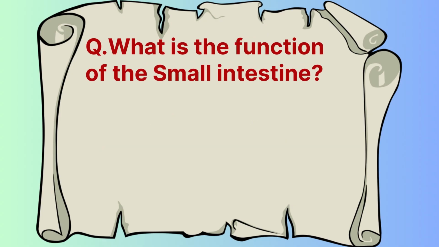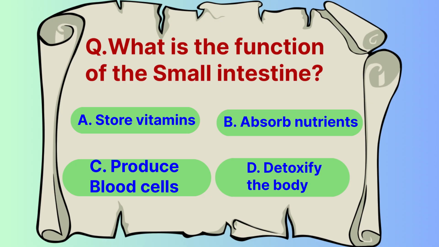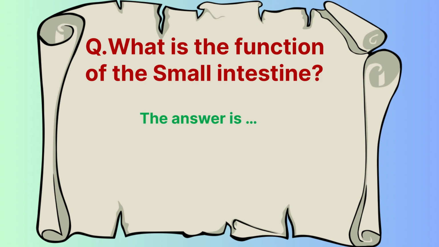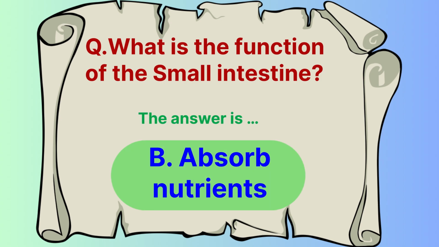Next question, what is the function of the small intestine? So the options are option A, store vitamins, B, absorb nutrients, C, produce blood cells, D, detoxify the body. So the correct answer is option B, absorb nutrients.